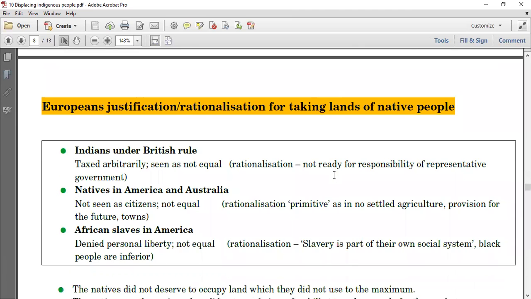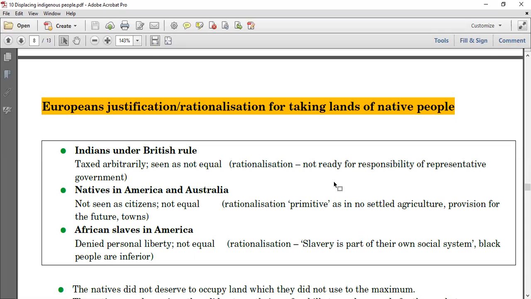Europeans' justification and rationale for taking the land of native people. Why did the Europeans feel it was okay to deprive the native people of their own land, and why was it okay to cheat them? What was the thinking of the Europeans? Indians under British rule were taxed arbitrarily and not seen as equal. The rationalization the British gave was that we were not ready for the responsibility of representative government.